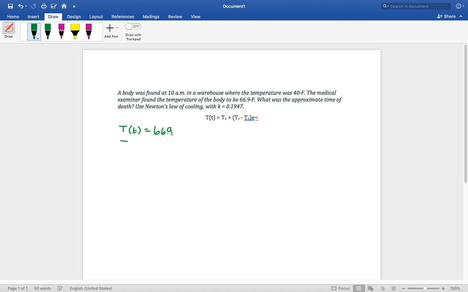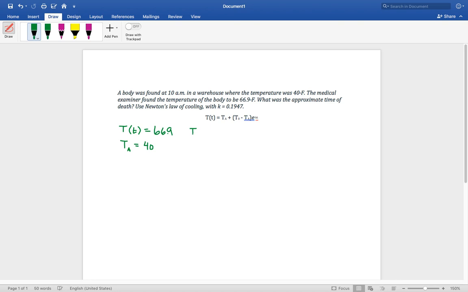T sub A means the ambient temperature. Ambient means stuff that's happening around your point of interest. If you heard birdies singing in the background of this video, that would be an ambient sound, but we're talking about ambient temperature. So that's the temperature at the warehouse, 40 degrees.